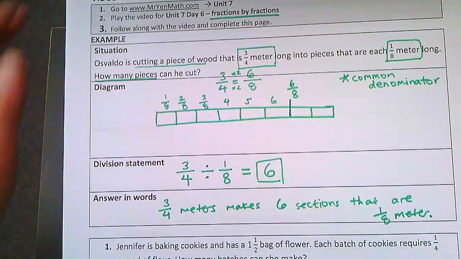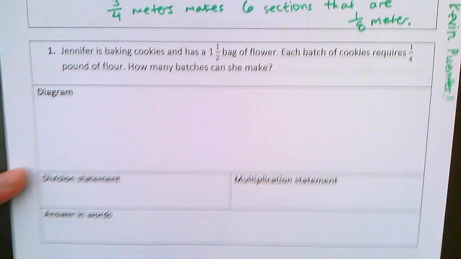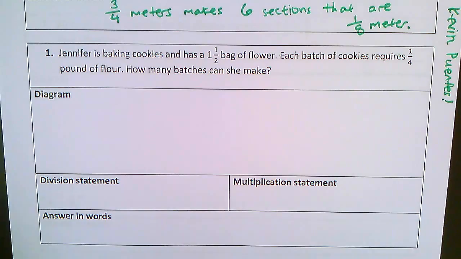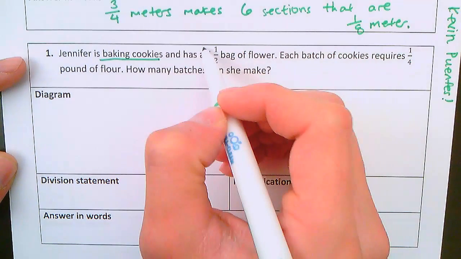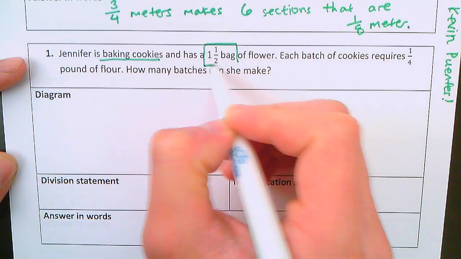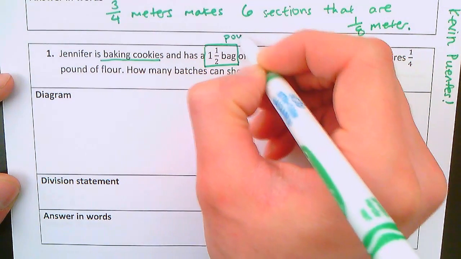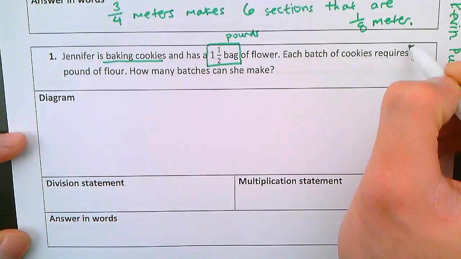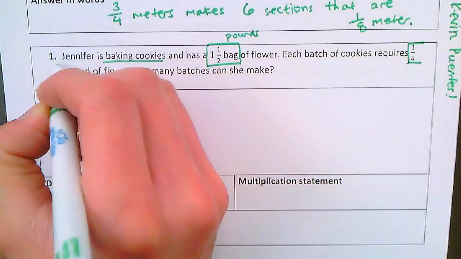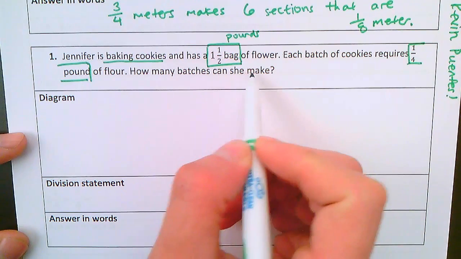All right. So that's our example. For number one, I'll give you a hint to get you started, and then you're going to finish it on your own. Let's read the situation. Jennifer is baking cookies and has a 1.5 pound bag of flour. I forgot to put units, actually. It's supposed to be 1.5 pounds bag of flour. Each batch of cookies requires 1/4 of a pound of flour. How many batches can she make?